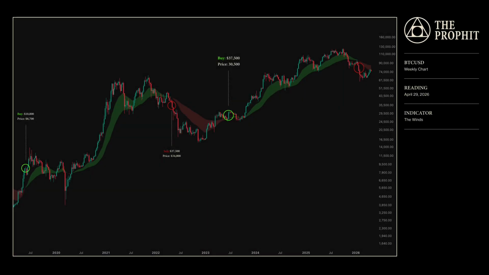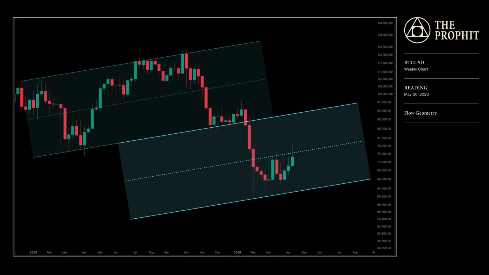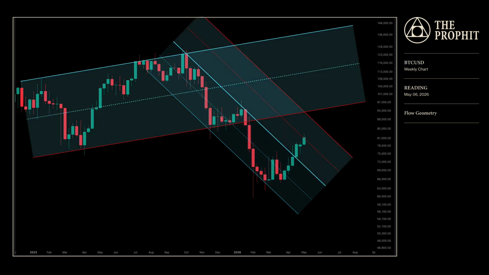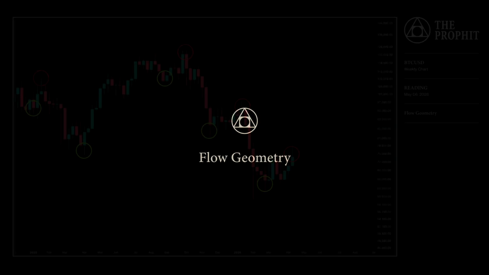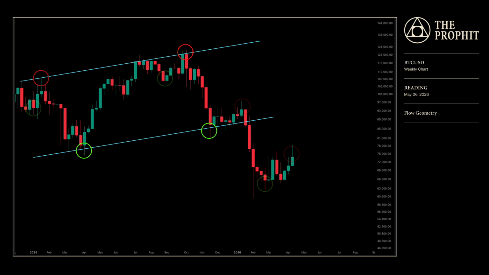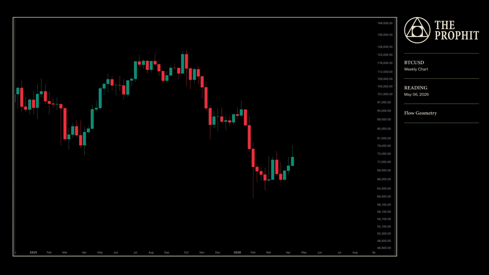Last week we explored my indicator known as the winds, a tool designed to help us recognize and navigate long-term trends with a certain degree of confidence. Today, however, we will approach the market through a different lens, one that is also focused on long-term movement, but this time through geometry, what I call flow geometry, a way of observing recurring structures and repetitive fractals hidden within the movement of the market itself. And by the end of this reading, we shall see whether the current structure strengthens or weakens the thesis proposed by the winds. Let us begin once again with Bitcoin on the weekly time frame.